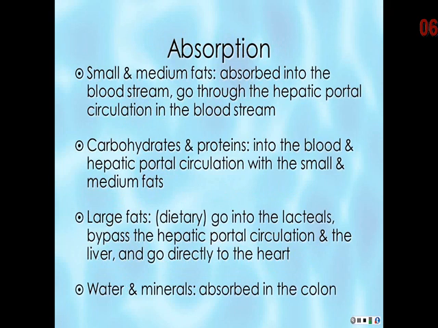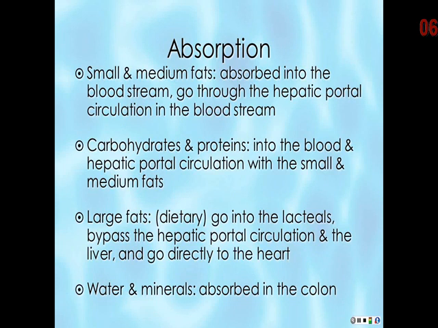Different nutrients are absorbed in different places. The small and medium fats, which are produced by bacteria, are absorbed into the bloodstream in the small intestine. They will go through the hepatic portal circulation in the bloodstream. The carbohydrates and proteins are also absorbed into the bloodstream and travel via the hepatic portal circulation.